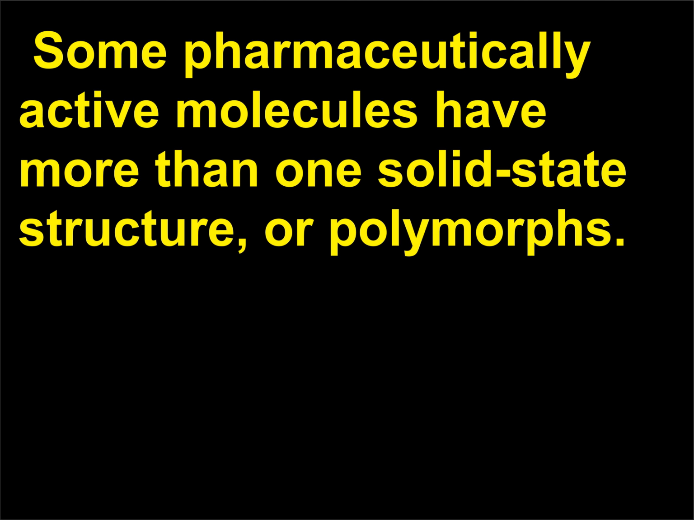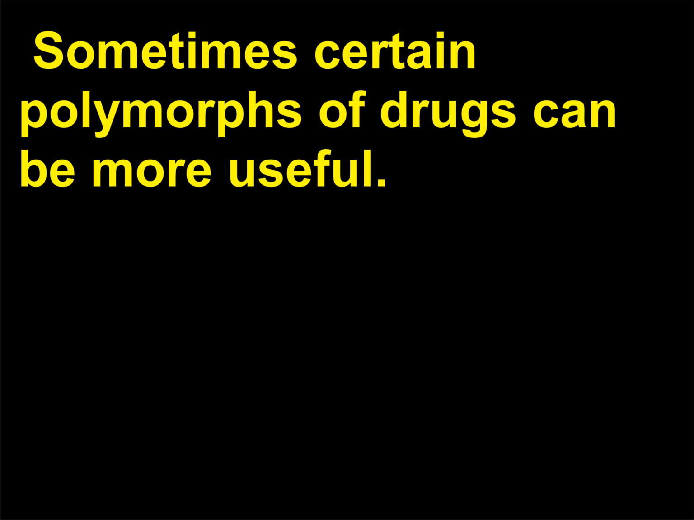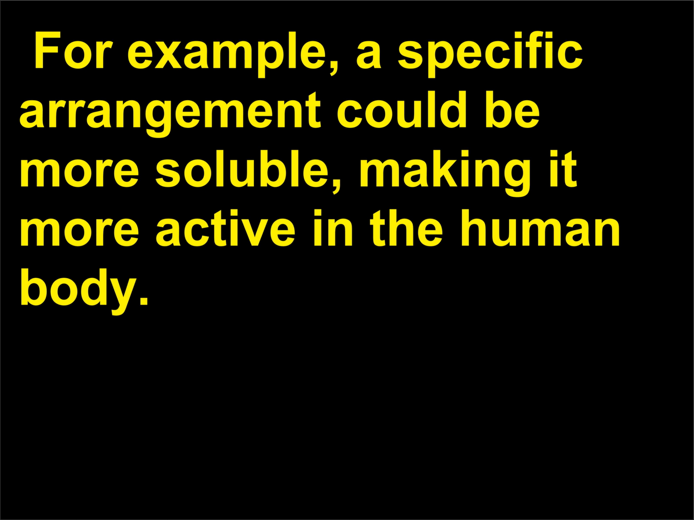Some pharmaceutically active molecules have more than one solid state structure, or polymorphs. Sometimes certain polymorphs of drugs can be more useful. For example, a specific arrangement could be more soluble, making it more active in the human body. A second polymorph of aspirin, acetylsalicylic acid, was discovered in 2005, but it's only stable at minus 180 degrees Celsius.